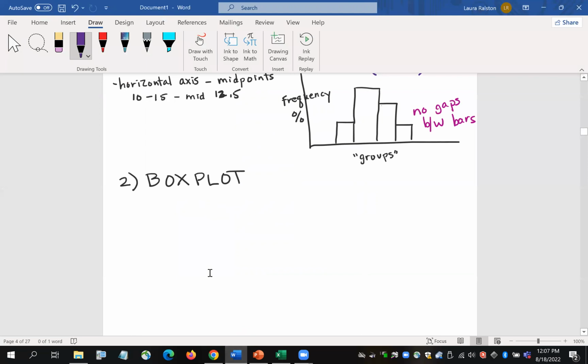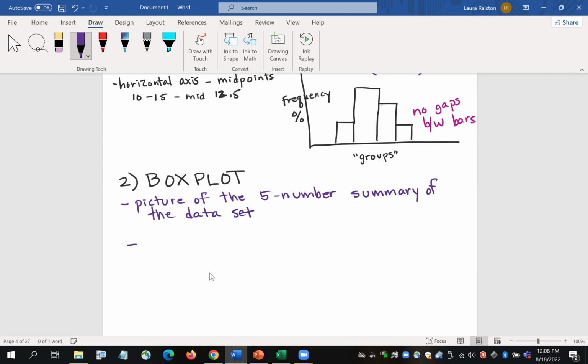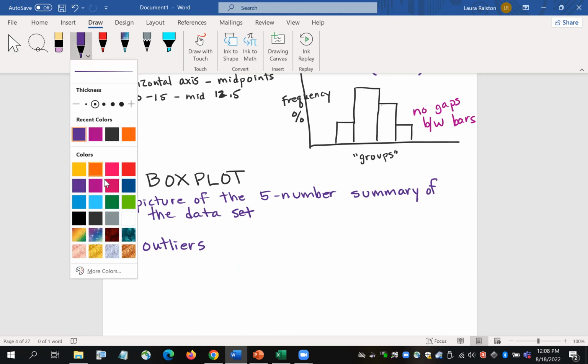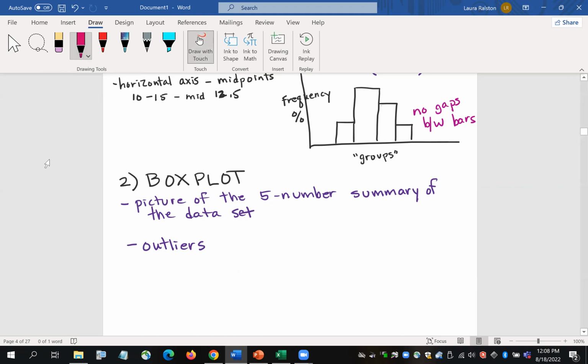Then finally, we have a box plot. A box plot lets us get a picture of the 5-number summary of the data set. It also gives us a visual of the outliers. Now, I think we get to it really in the next lesson, but since I already mentioned it here, I'm going to tell you what the 5-number summary includes.